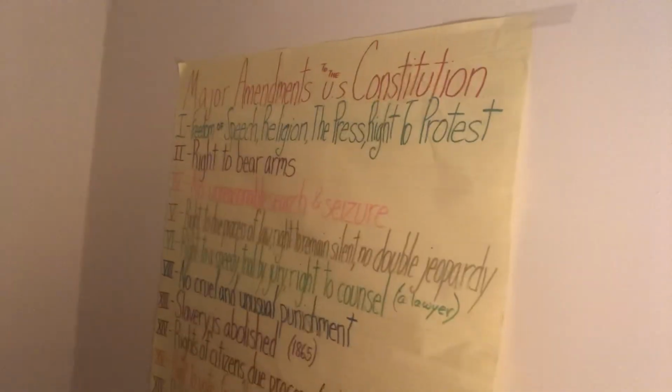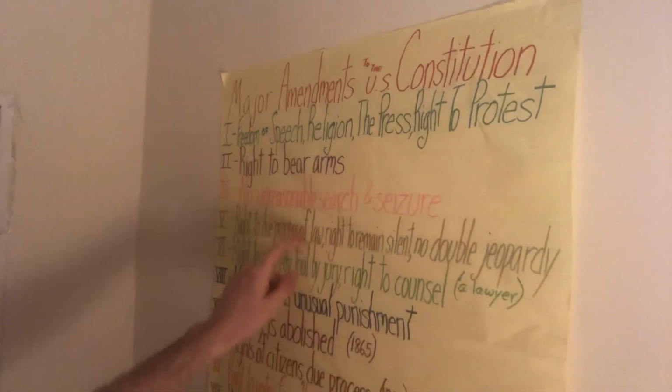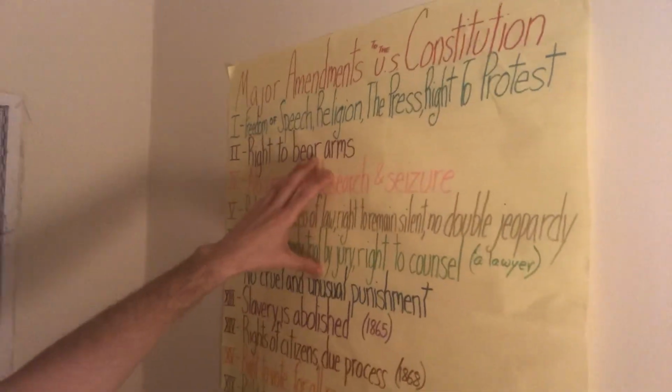The first 10 amendments all came at the same time, called the Bill of Rights. And I listed 1, 2, 4, 5, 6, and 8. These are the most important ones, in my opinion. And you can look at them there.